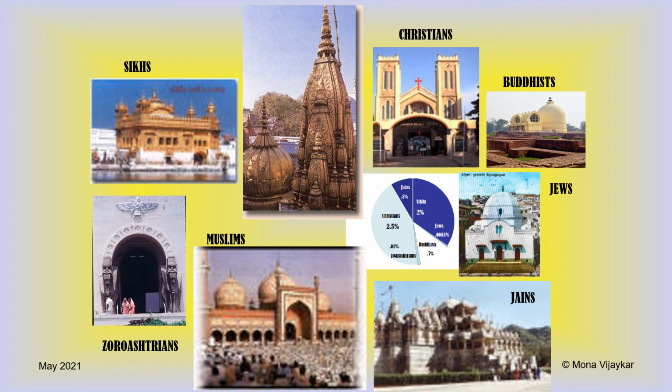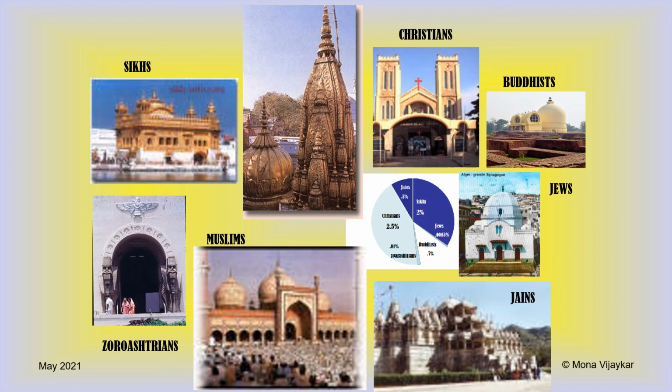In this slide, I've tried to show you the diversity of monuments and architecture in India. These are all the places where people go to worship. The Hindus go to mandirs or temples. The Muslims go to masjids or mosques. The Sikhs worship at a gurudwara. Zoroastrians go to fire temples.